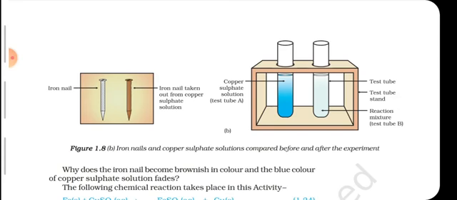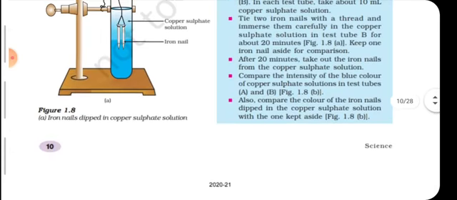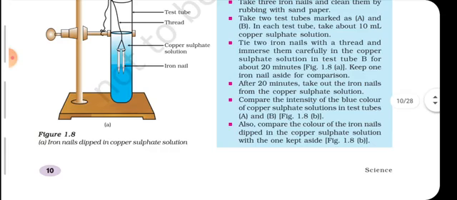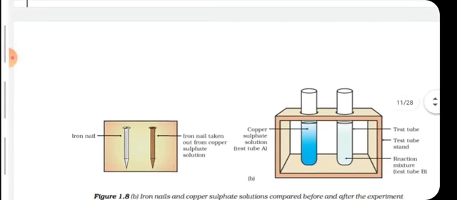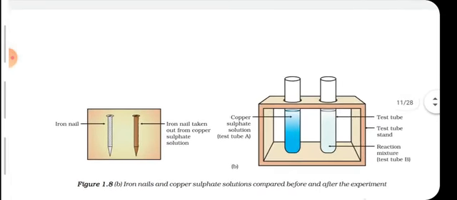We have also seen the example of a nail when kept in copper sulfate. The nail gets a brownish coating, whereas the copper sulfate solution will lose its color, that is, from dark blue it will become colorless. Fine students, I hope you are clear with this.